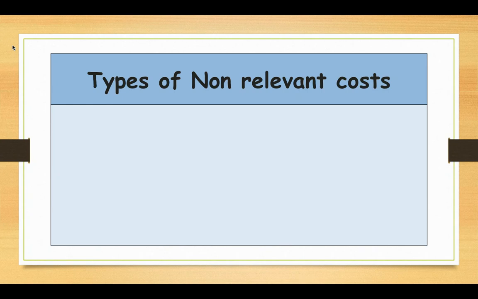In our previous slide, we have seen the types of relevant costs. Now here we are going to see the types of non-relevant cost. So we'll see what a non-relevant cost is. Any cost which is not affected by a business decision, or any cost which does not change with the new decision, is a non-relevant cost. So non-relevant costs are to be ignored when businesses make decisions.